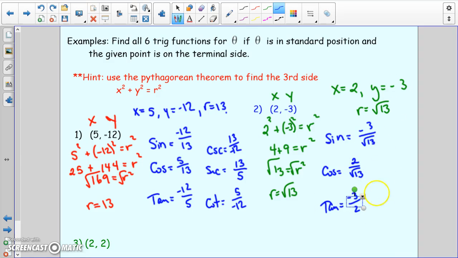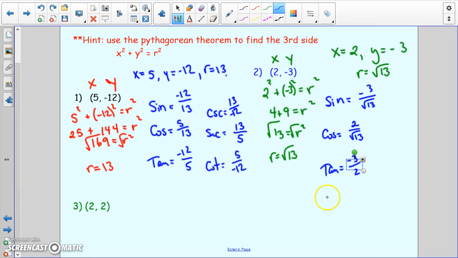Okay, and then we're just going to flip them to do the reciprocal. I'm kind of running out of room on the side, so I'm just going to write them below. So cosecant is sine's reciprocal, so I'm going to flip, so it's radical 13 over negative 3. Secant is cosine's reciprocal, so radical 13 over 2. And cotangent is tangent's reciprocal, and we flip it, so it's 2 over negative 3. Okay, so hopefully we're okay. We're going to skip that last one because we'll do the same thing in the second part of our notes.